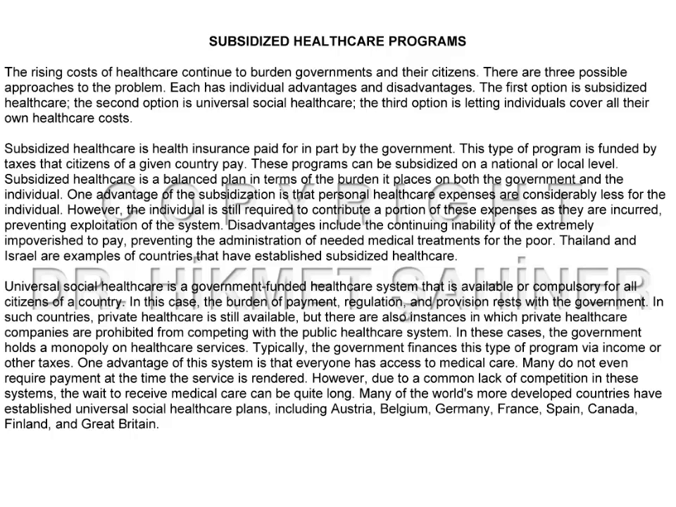One advantage of this system is that everyone has access to medical care. Many do not even require payment at the time the service is rendered. However, due to a common lack of competition in these systems, the wait to receive medical care can be quite long. Many of the world's more developed countries have established universal social healthcare plans, including Austria, Belgium, Germany, France, Spain, Canada, Finland, and Great Britain.